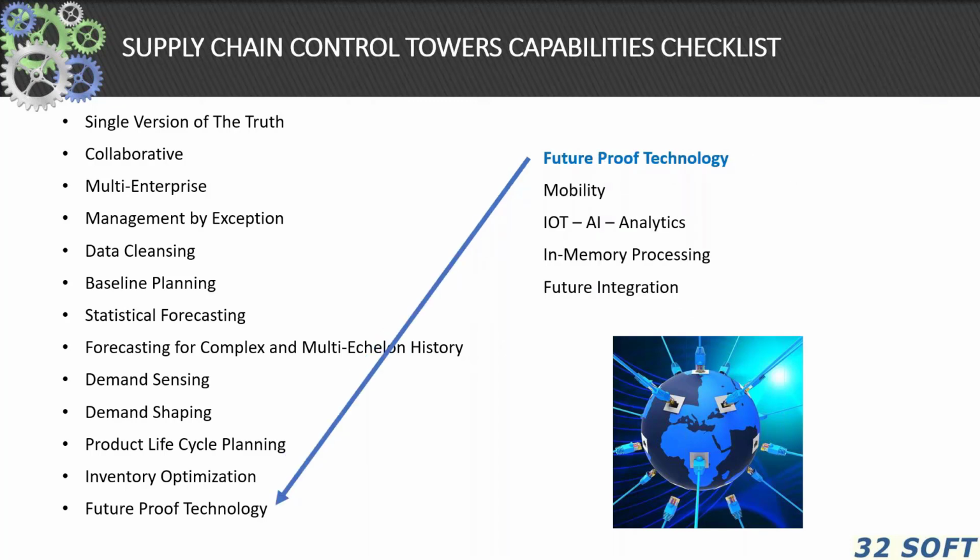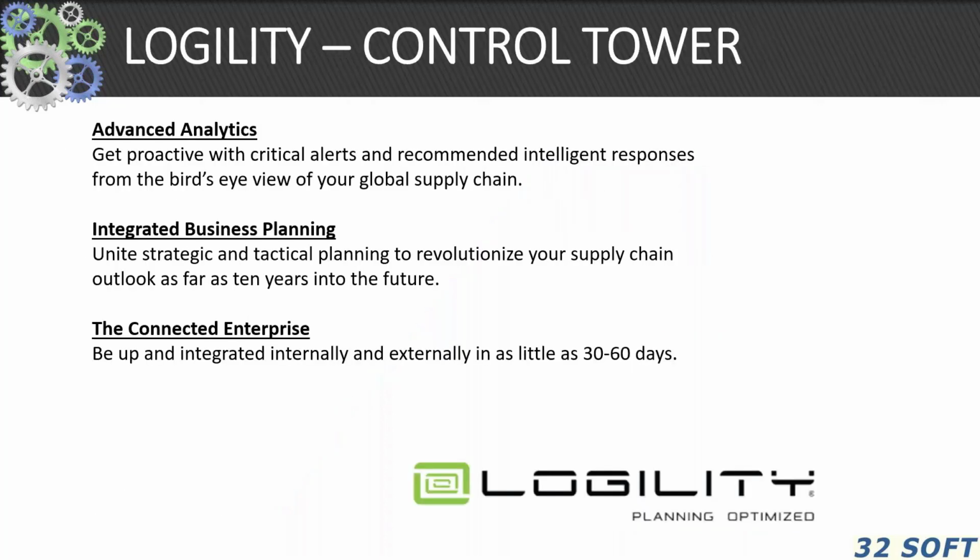Future proofing technologies include mobility, such as iPhones, digital tablets, digital watches, digital glasses, whatever they come up with next. Internet of Things, digital twins, artificial intelligence, prescriptive analysis, in-memory processing, and future integrations. You never know where technology is heading, and you want your supply chain control application to take that into account.